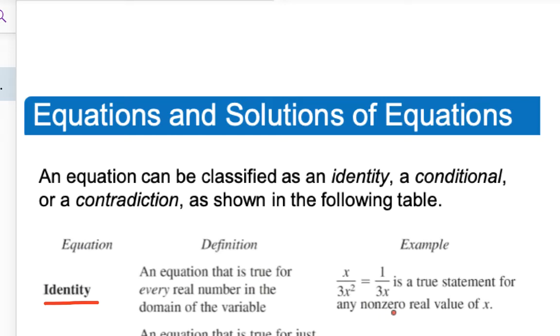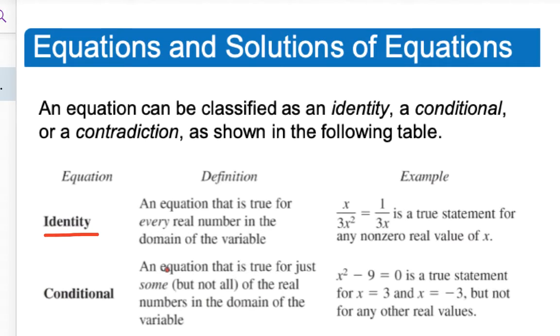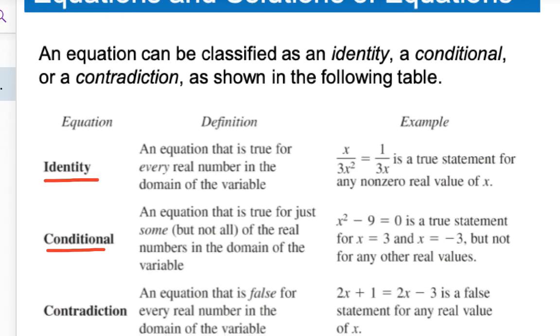Now, let's look at the next type of equation. This is called the conditional equation. Now, a conditional equation means the equation is true for some values of x in the domain of the variable. For example, let's look at x squared minus 9 equals 0. Now, this equation is true for only two values of x, 3 and minus 3, but none of the other real values. The last type of equation is the contradiction.